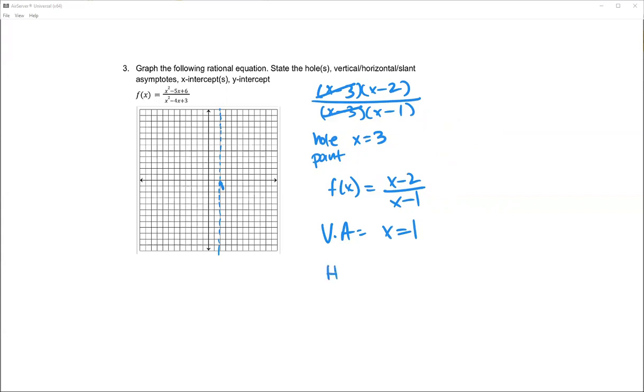Horizontal asymptote, the powers are equal, right? The power on the top is equal to the power on the bottom. So what happens? You can take the leading coefficient of x squared and x squared, or use x and x. And what happens? It's y is equal to 1. So at 1, it's at 1, 2. That's where the graph hits the, sorry, that's the horizontal asymptote. Cool.